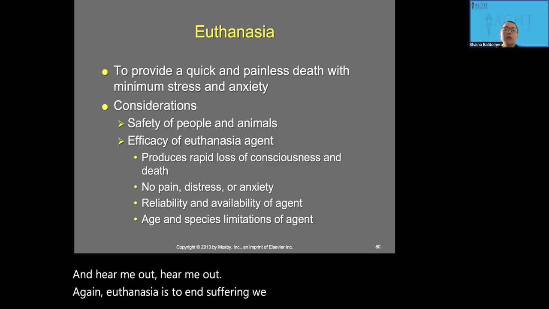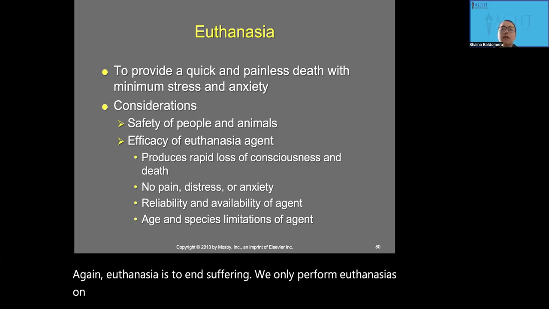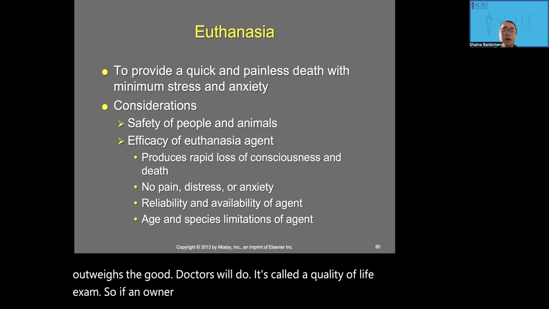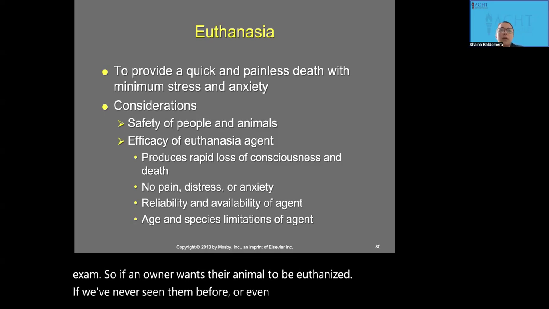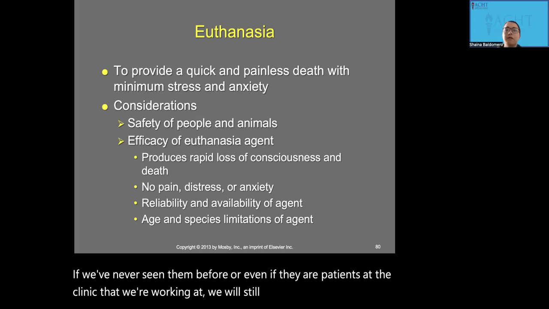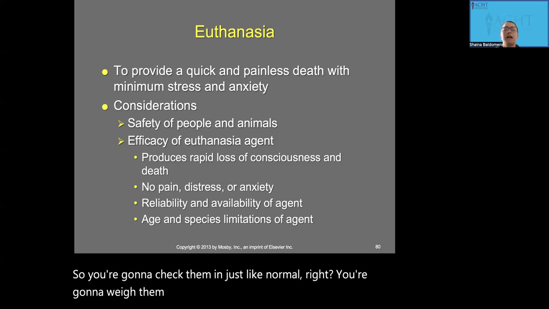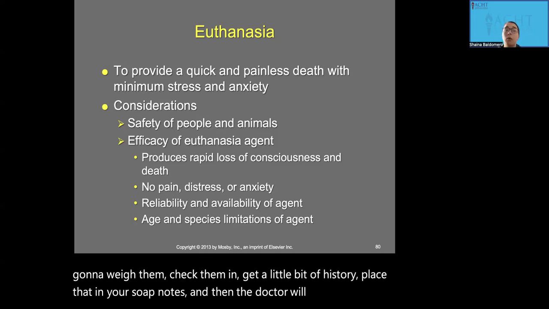We only perform euthanasias on animals where their quality of life is poor and the bad outweighs the good. Doctors will do what's called a quality of life exam. So if an owner wants their animal to be euthanized, if we've never seen them before, or even if they are patients at the clinic that we're working at, we will still do a quality of life exam. So you're going to check them in just like normal, right? You're going to weigh them, check them in, get a little bit of history, place that in your SOAP notes, and then the doctor will go in and perform a quality of life exam.